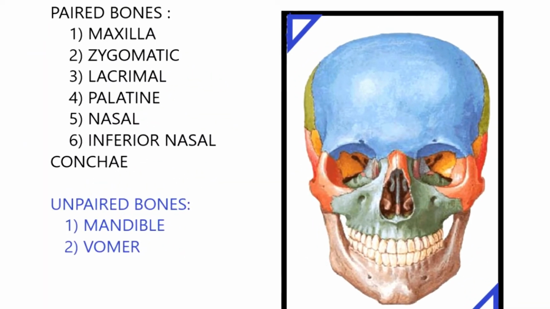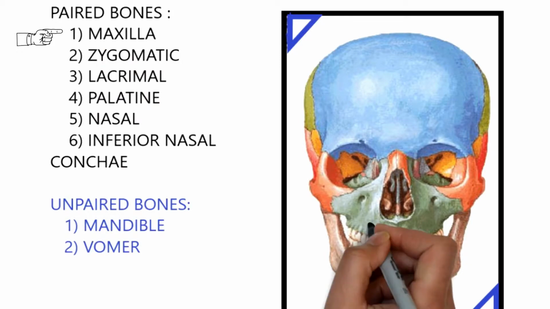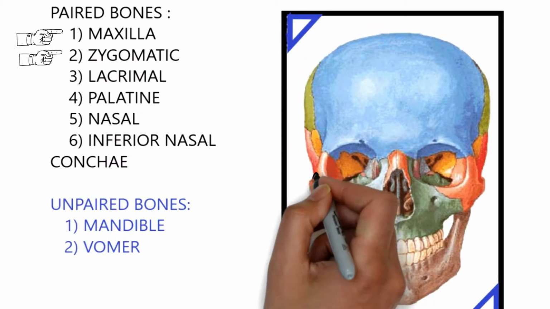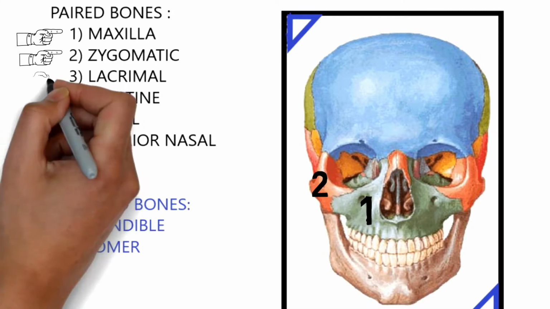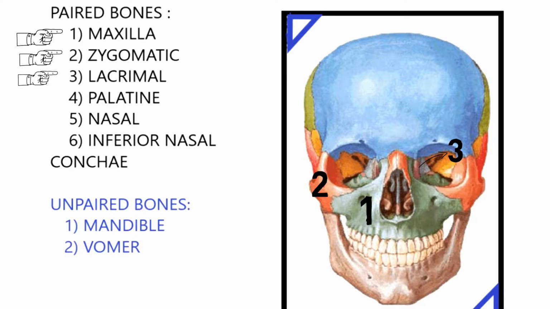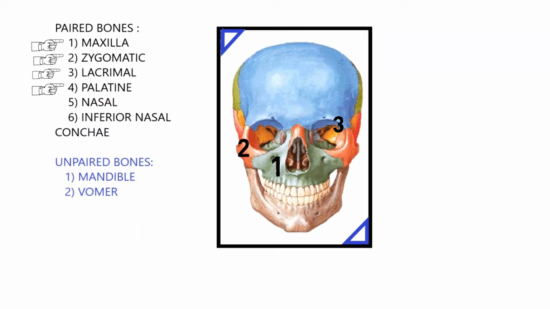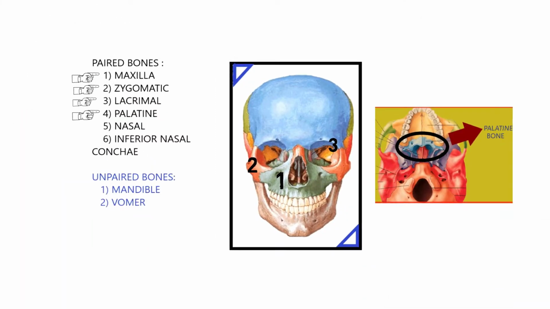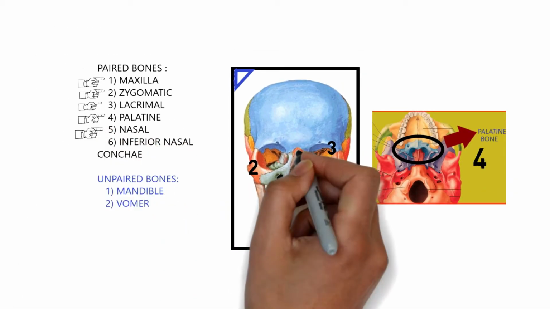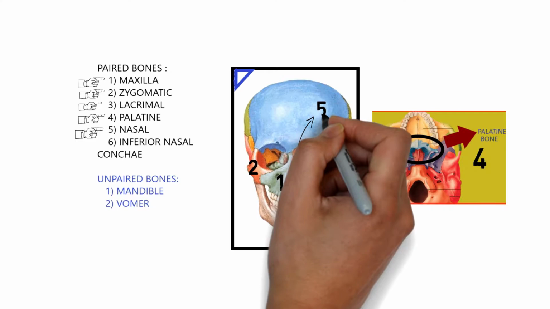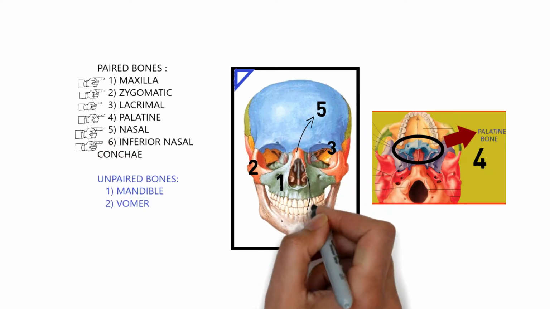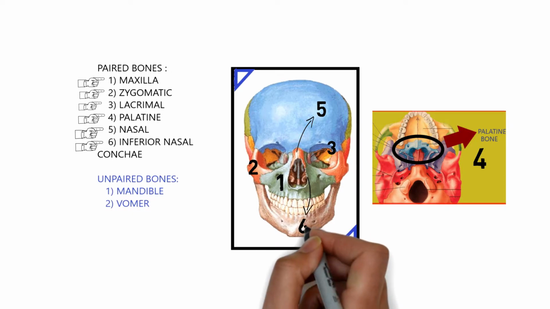The first paired bone is maxilla, marked as 1. The second paired bone is zygomatic, marked as 2. The third one is lacrimal bone, marked as 3. The fourth bone is palatine, marked as 4, and it makes the hard palate of the mouth. Next is nasal bone, marked as 5, and it makes the bridge of the nose. Marked 6 is the inferior nasal concha, which is a separate bone inside the nose.